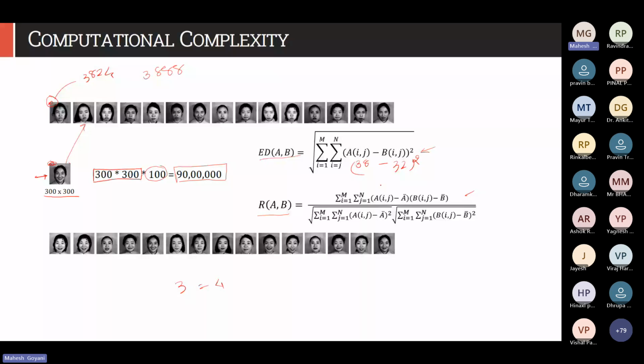Plus, then we will go for the second pixel of this and the second pixel of this. So maybe 128 is the intensity of the pixel in the captured image, minus 32, maybe the intensity of the second pixel in the template. Then we are squaring it. So we have to perform that many squares, that many additions. Then we have to take the square root. So you can understand the impracticality of this approach.